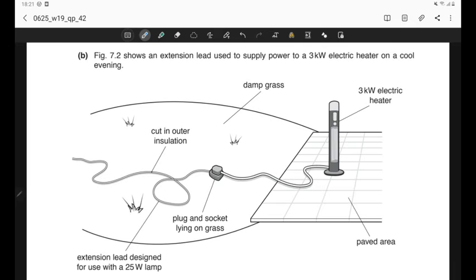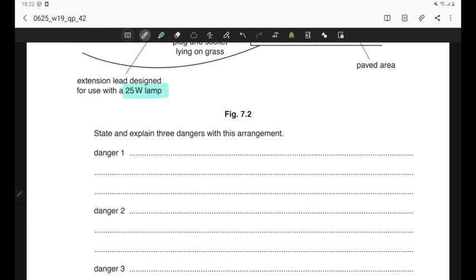Part B. Figure 7.2 shows an extension lead used to supply power to a 3 kilowatt electric heater on a cool evening. So we can see there is damp grass and a 3 kilowatt electric heater kept, and to connect the extension there is a plug and socket which is also lying on the grass, and the extension lead is there. This lead is designed for a 25 watt lamp. State and explain 3 dangers with this arrangement.